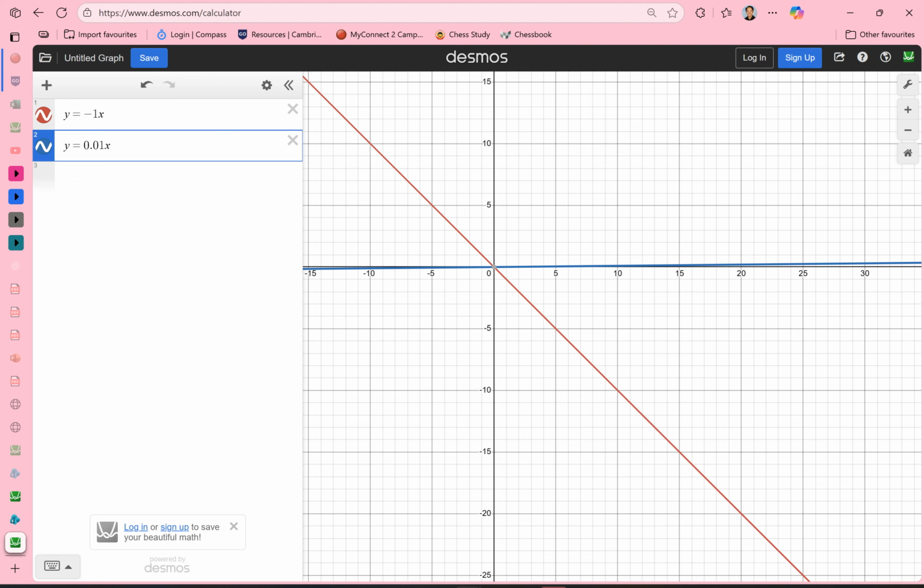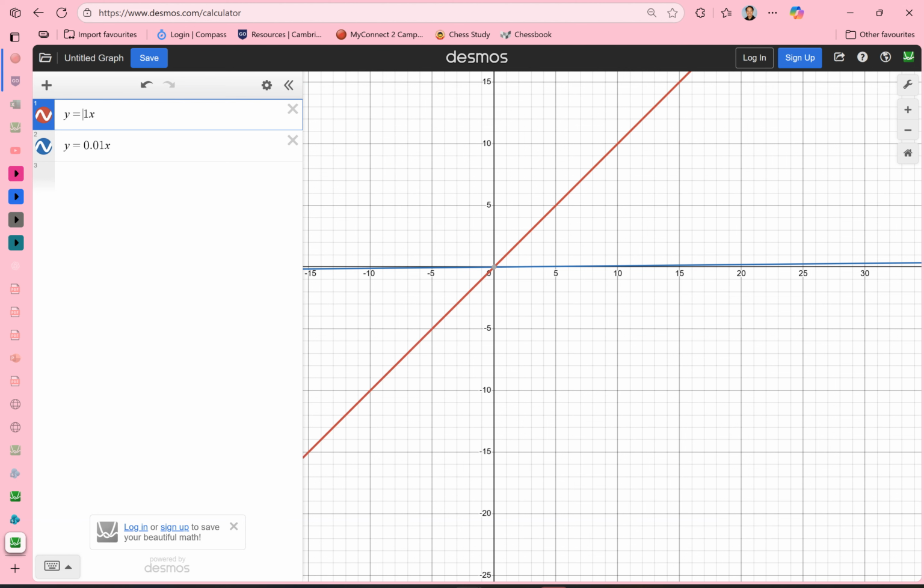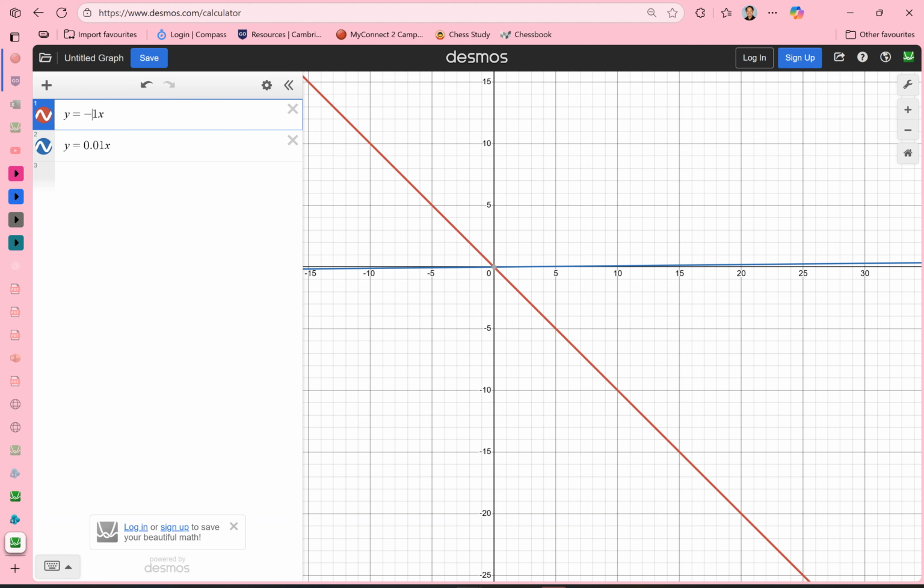But what did the negative do? I think it was you who said it. What is this going? Downhill. Yeah, so the negative makes it go downhill. If I change this from a negative to a positive, it goes uphill. So positive goes uphill, negative goes downhill. So you're gaining, and then you're losing.